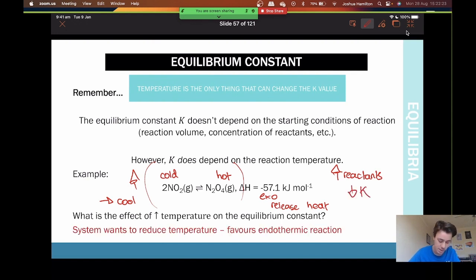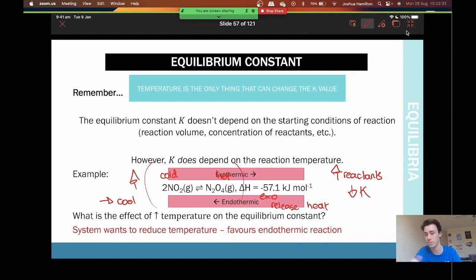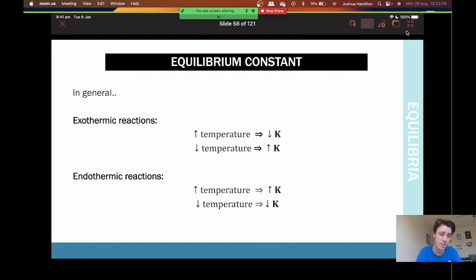So as it says here, the system wants to reduce temperature. It favors the endothermic reaction. Therefore, there is more reactant. You're going to reduce K. So it says here, exothermic, endothermic. So for an exothermic reaction, if you increase temperature, you reduce K. If you reduce temperature, you increase K. It's the opposite for endothermic.